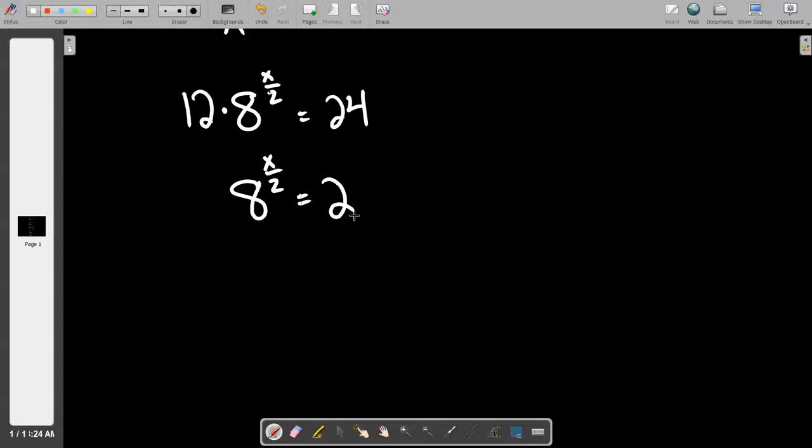What has always been and always will be the next step? Log both sides. And so as I log, I'm aware of why I'm logging. To do that, I pull down the x over 2, multiply it by log of 8, and set it equal to the log of 2.